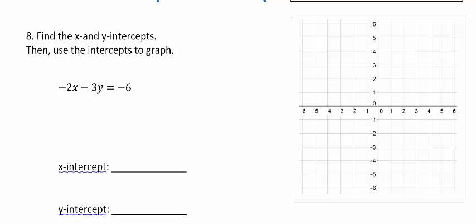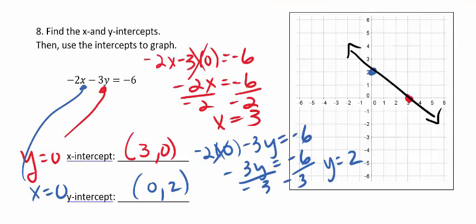Now go ahead and try number 8 on your own, pause the video, and then come back and check your answer. So taking a look at number 8, when we plugged y equal to 0 into the equation, we got x is equal to 3, and that gives us the x-intercept of 3, 0. And then when we plugged in 0 for x to find our y-intercept, we got y equal to 2, and that gives us the point 0, 2, which is our y-intercept. Connecting those points graphs our line.